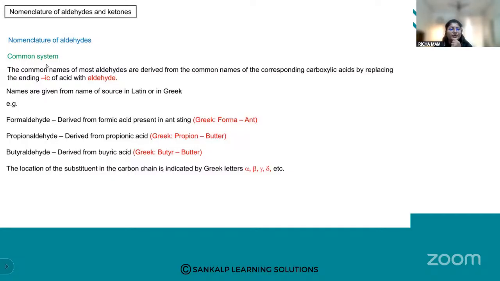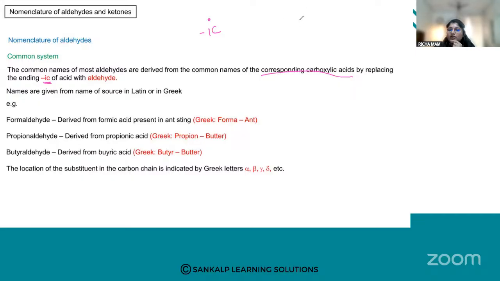Next we are going to see the nomenclature of aldehydes. As you know, there are two systems to name a compound. First, you can give the common name, and the second is the IUPAC system. In the common system, the names of aldehydes are derived from the corresponding carboxylic acid by replacing the ending -ic with aldehyde.